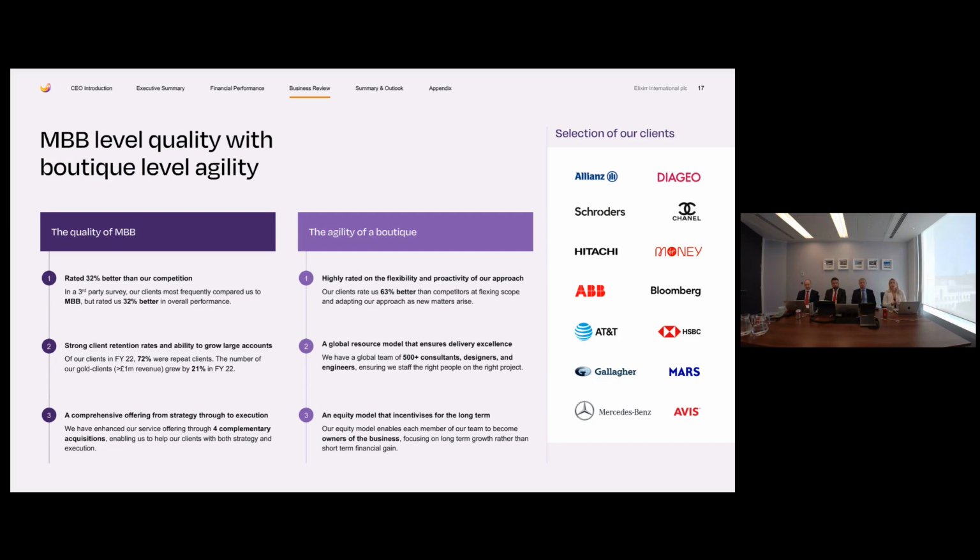So we've got 72% repeat clients for 2022, which is clearly really, really strong. As Steve mentioned earlier, we're focused on scaling those accounts as well. So we saw a 21% increase in our gold clients, which are accounts worth £1 million and above. And also obviously bringing in new logos as well. So those three things are all helping to obviously sustain the growth that we've been seeing, and we expect that to go forward as well.